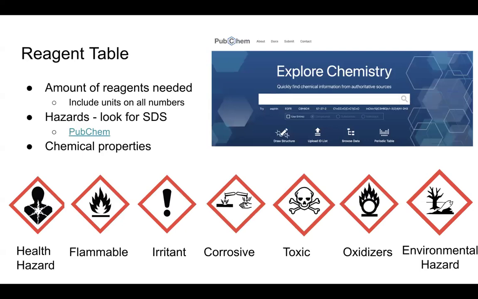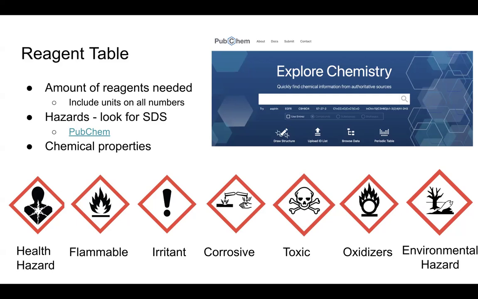The reagent table. So the reagent table, like I mentioned before, this is the area where you're going to include how much of the reagents you need. So a volume or a mass. Remember to include units on all those values. You'll want to include special hazards associated with each of these chemicals and those chemical properties.